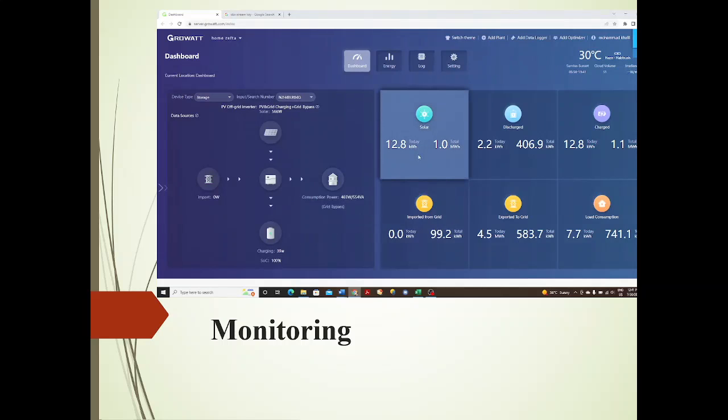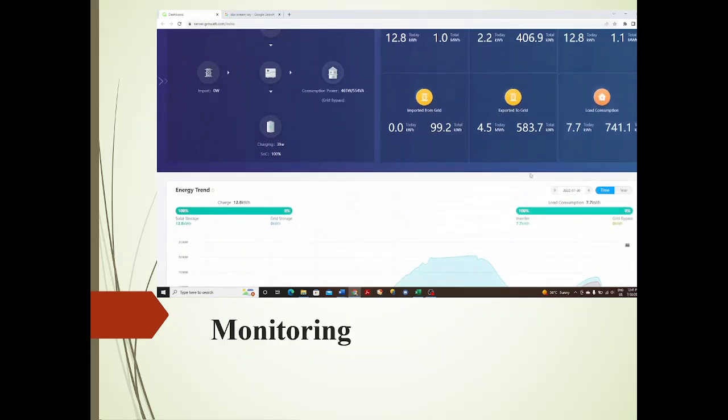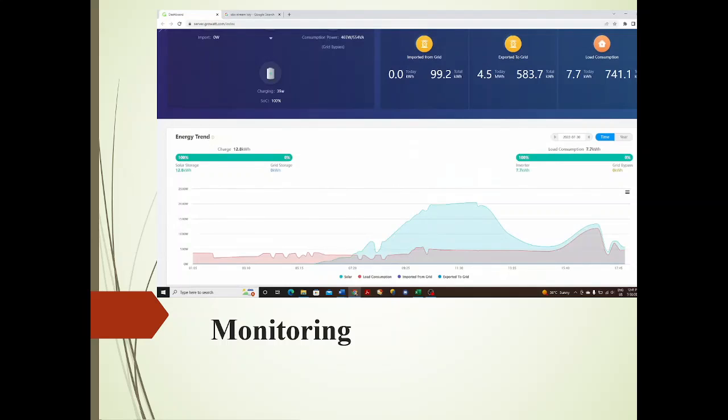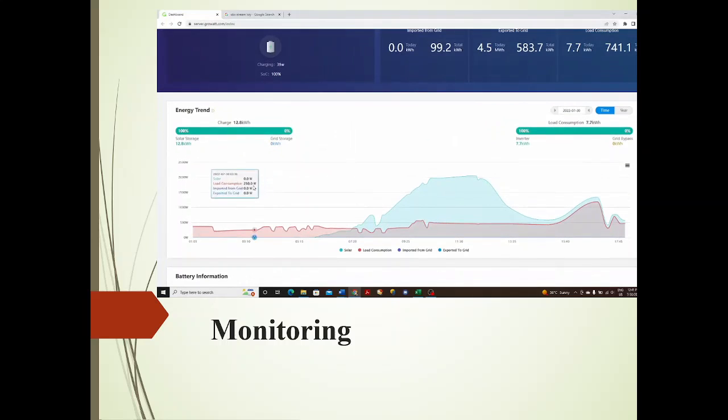We have the total production of solar per day or for the system for all the time, charge and discharge of the battery, and load consumption. In the energy trend graph, we see the solar production, load consumption, imported power from grid, and exported to grid. As we see here, we don't have imported power from grid because of an energy outage, and we are also not exporting the excess energy to grid as we don't have the multimeter.